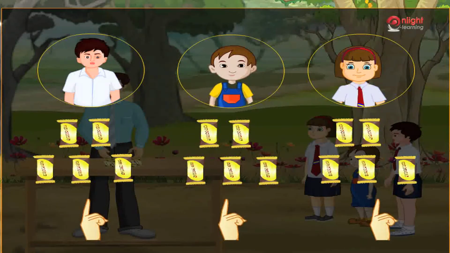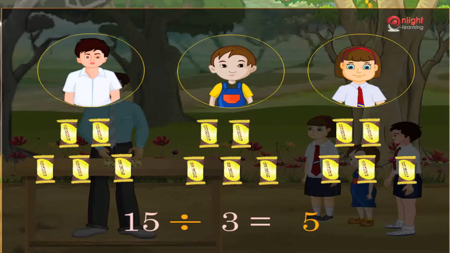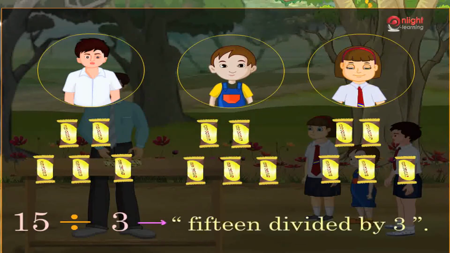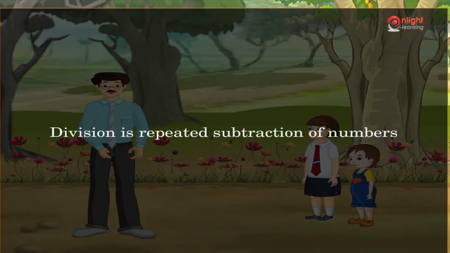Now, how many chocolates are there in each group? Yes, 5 chocolates. So, each of you will get 5 chocolates. This can also be written as 15 divided by 3 equal to 5. 15 divided by 3 is read as 15 divided by 3. From this we can say that division is repeated subtraction of numbers.